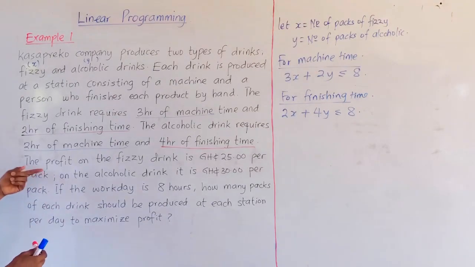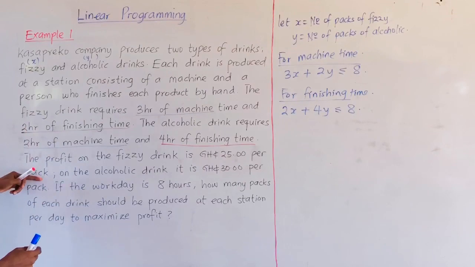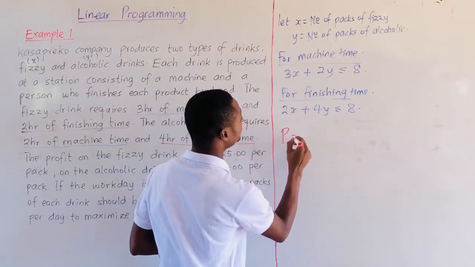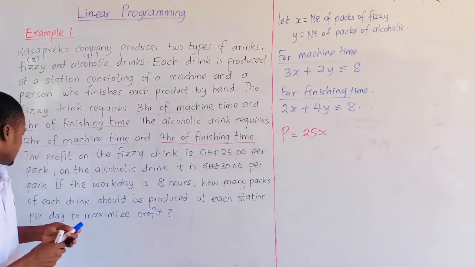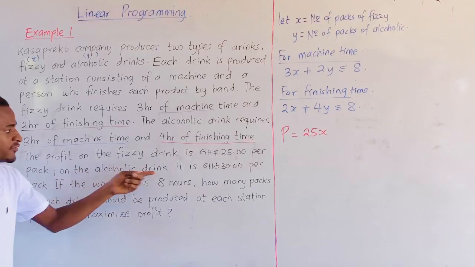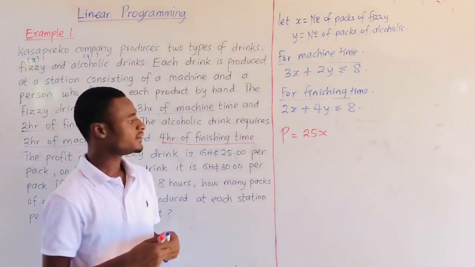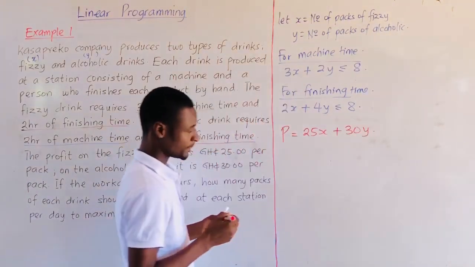Then the profit on fizzy drink is 25 Ghana cedis per pack. So if there are X packs, then the profit will be equal to 25X. And the profit per pack for the alcoholic drink is 30 cedis. So if there are Y number of packs, then the profit will be 30Y.